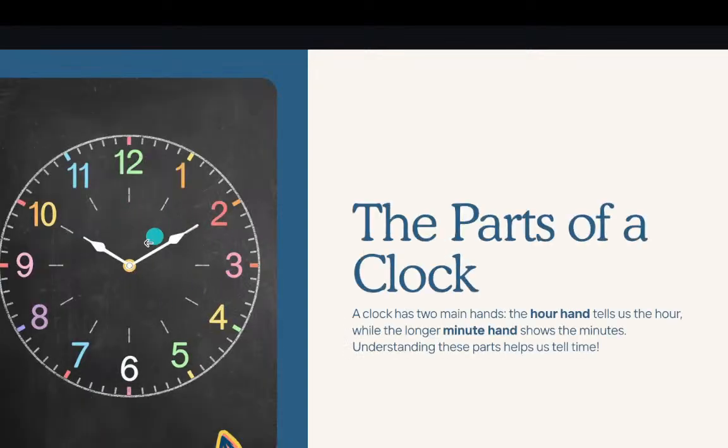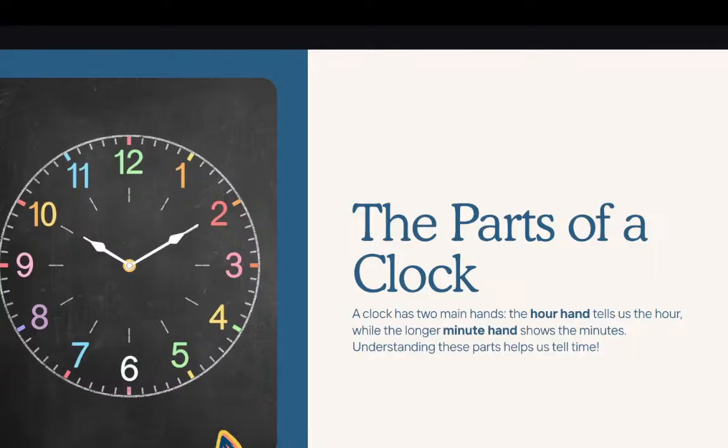So let's take a closer look at this analog clock. A clock has several important features, but the two most important parts are the hands. The first hand is called the hour hand. This hand is shorter. This is the hour hand, and it moves slowly. It tells us what hour it is. If the hour hand points to the number, let's say 10, it means that the time is somewhere in the 10 o'clock hour. That means the time is between 10 and 10:59.